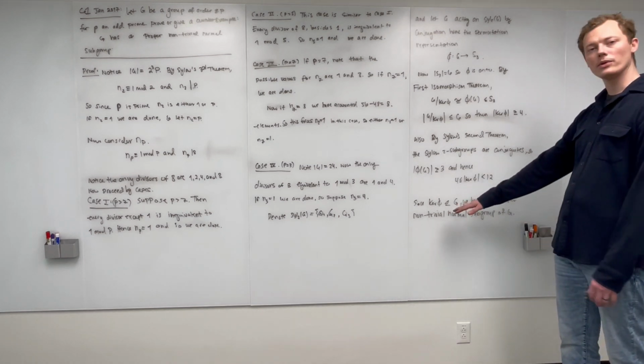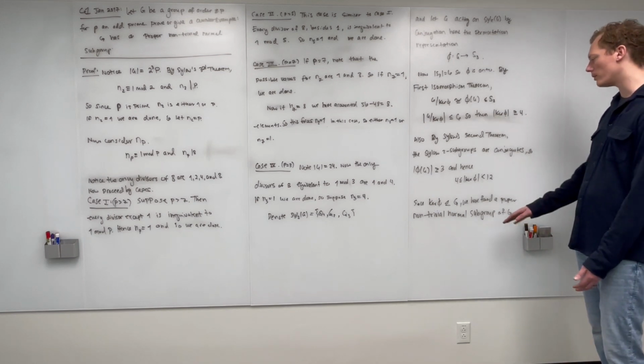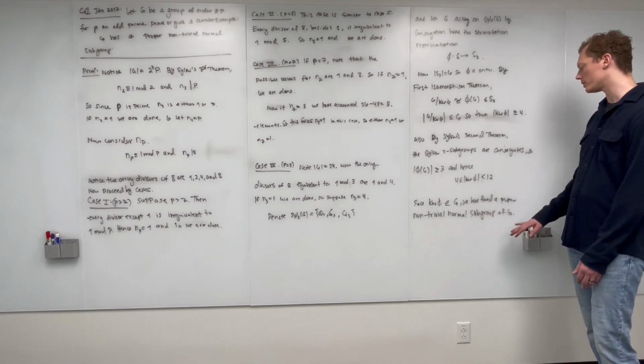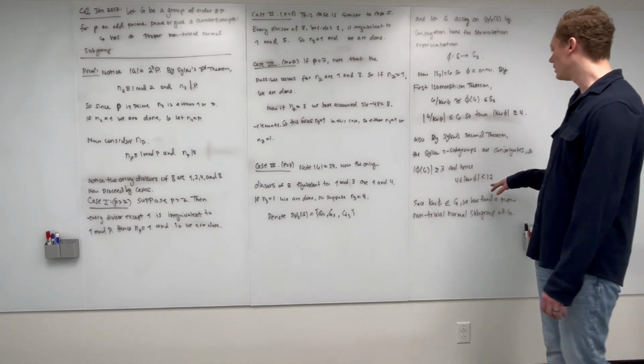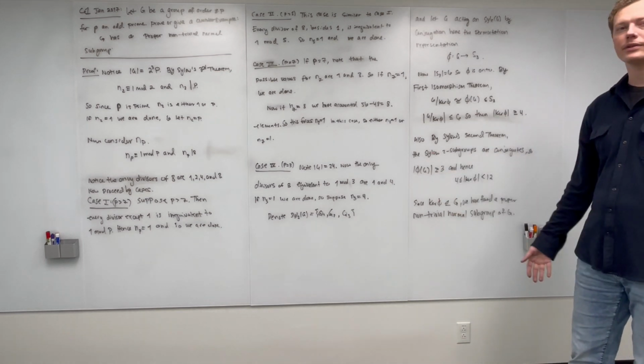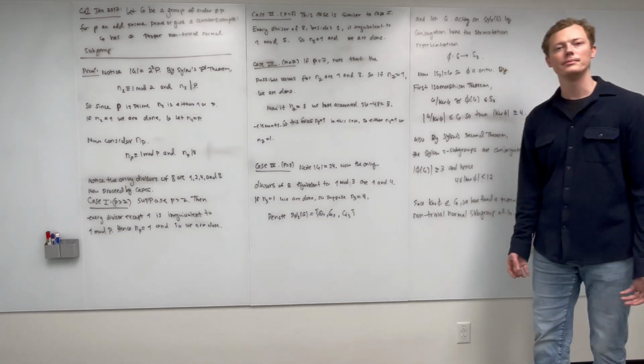So then we have that the kernel is normal in G, and so we have a proper non-trivial normal subgroup, because the kernel had to be less than 12, which means that it's proper and contained in G. And so then we're done. Great.